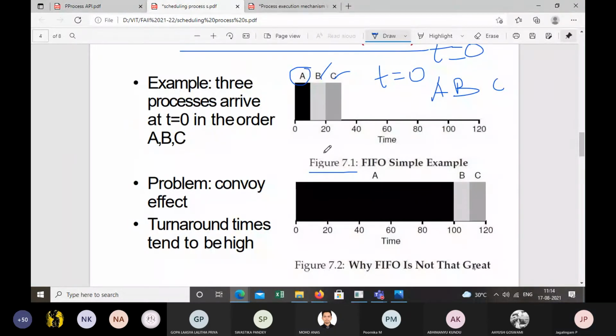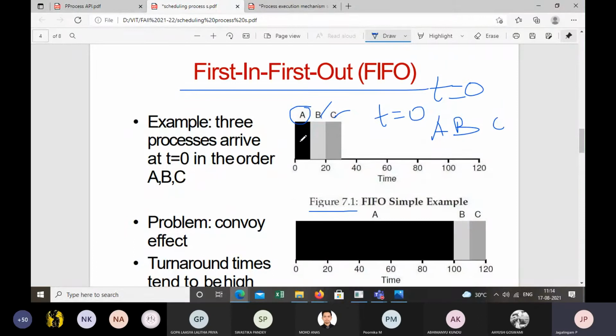Okay, sir. So as of now, you just understand how this algorithm works. Maybe in the next lecture, we'll be doing some numericals. At that point of time, you will understand how the switch happens from process A to process B.